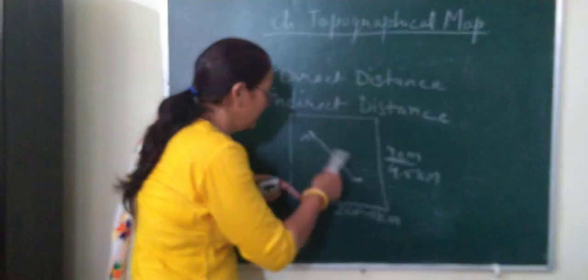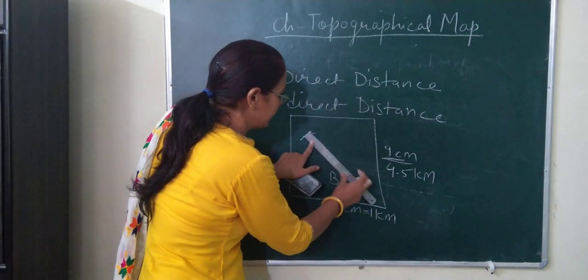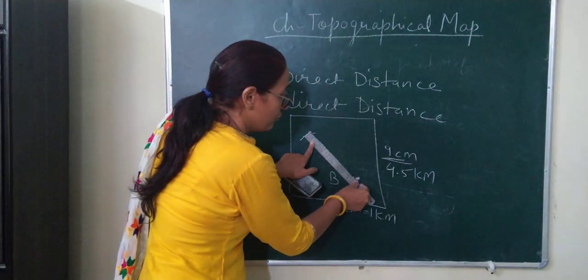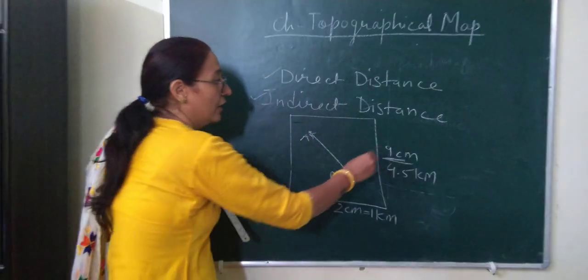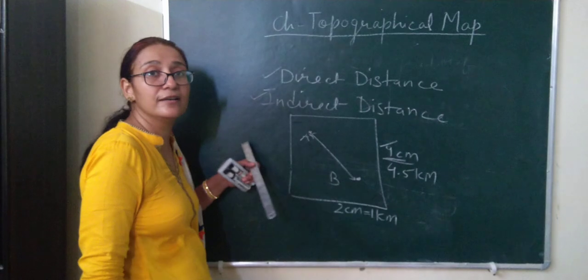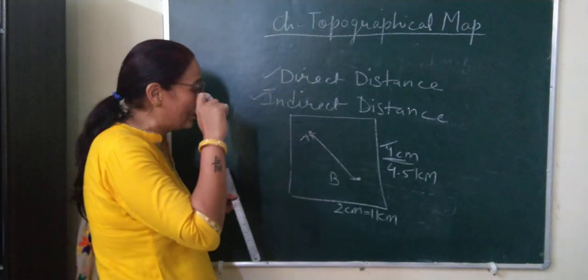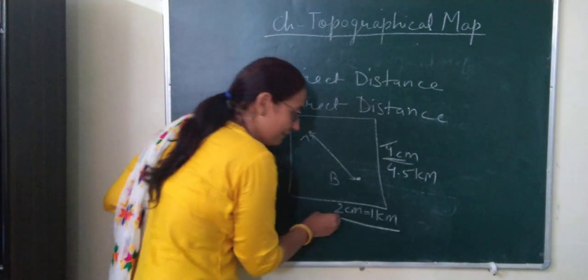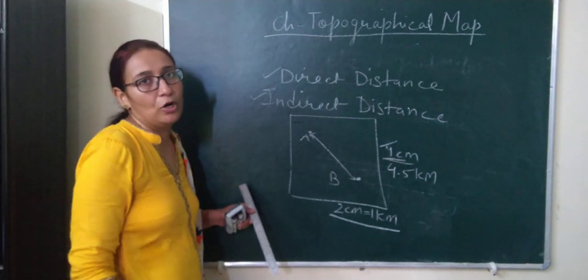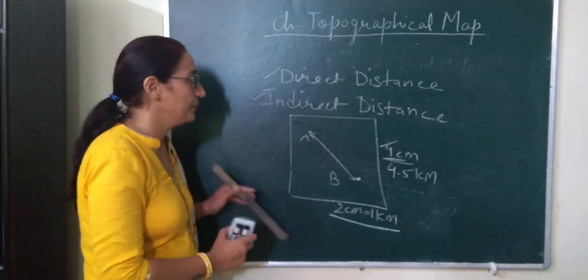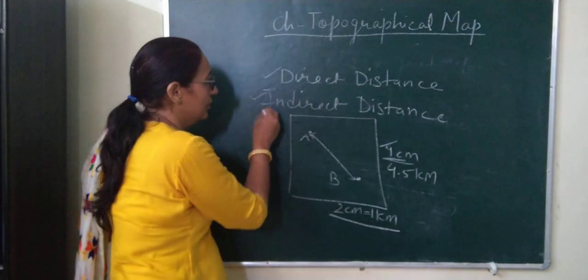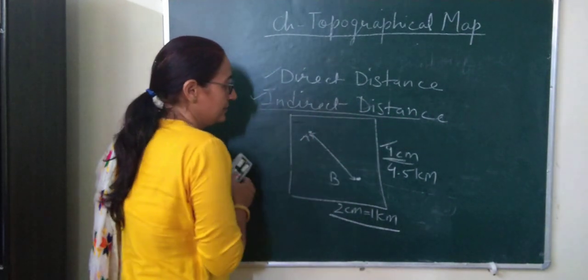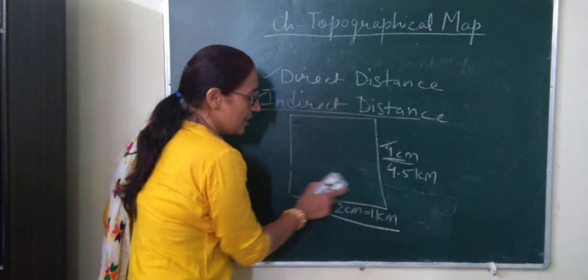We have to keep the scale like this. We have to check the distance, remove the scale, and write the distance and change it into kilometers according to the scale which is given at the bottom of the topographical map. This is the way to find out the direct distance. Now we have to learn how to find out indirect distance on a map.